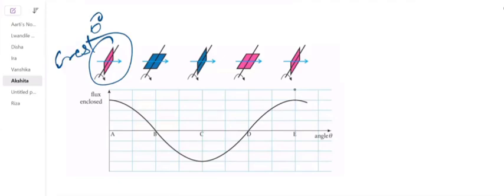Correct or not? Yes, ma'am. Not 0 degree, but it is 90 degrees. Sorry. Cos 90 is how much? Cos 0 is 1, cos 90 is 0. Sin 90 is 1. Yes, cos 90 is 0.